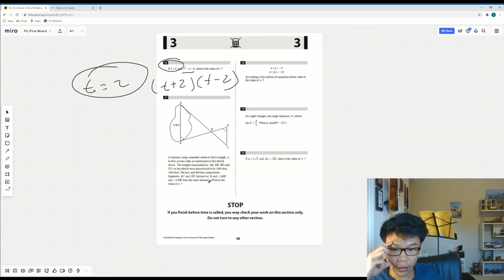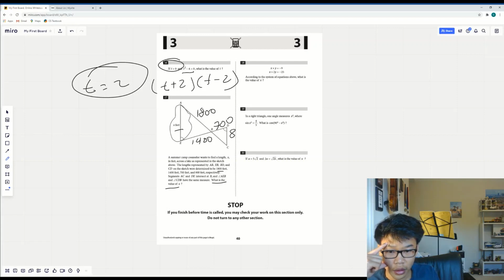Summer camp. Okay, what is the value of x? Where's x? Here. Okay, that's a lot of information out here. A, B, E, B, B, D, and C, D. So A, B is 1800, E, B is 1400, B, D is 700, C, D is 800.